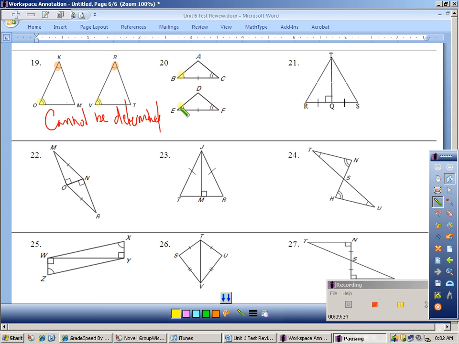Number 20, B is congruent to E. I can tell that from the marking there. C to F. And then I have BC to ED. So these 2 are congruent by the angle, side, angle.